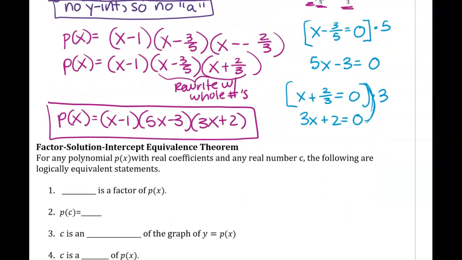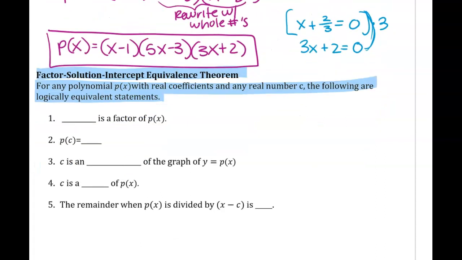Last piece of these notes, factor solution intercept equivalence theorem. That's lovely. I don't care what it's called, as usual. But for any polynomial p of x with real coefficients and some real number c, the following are logically equivalent statements. So these all mean the same thing. It means the same thing if you say x minus c is a factor. It means the same thing if you say p of c is 0, if you say c is an x-intercept of the graph, if you say c is a 0, or if you say the remainder when p of x is divided by x minus c is 0.